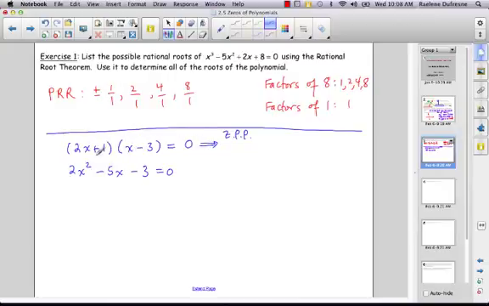If we use the zero product property, which says that if two things multiply together to give 0, either one factor or the other factor must be 0, then the zero product property tells us that 2x plus 1 equals 0, or x minus 3 equals 0. If that's the case, x equals negative 1/2, or x equals 3. We see that the possible rational roots are of the form where the 1 and the 3 are factors from the constant, and the 2 and the 1 are factors for the leading coefficient.